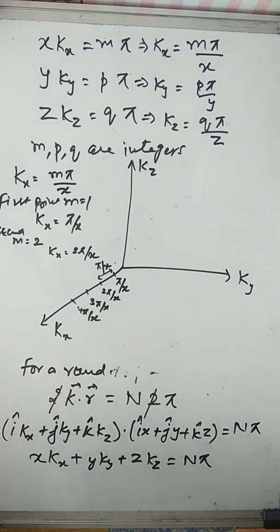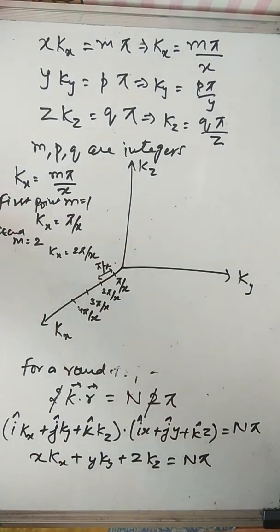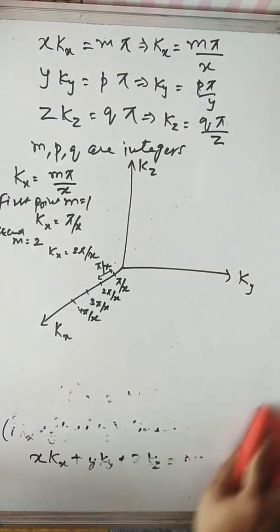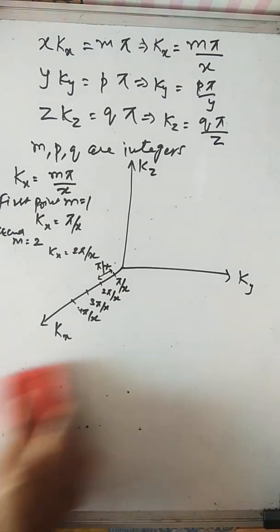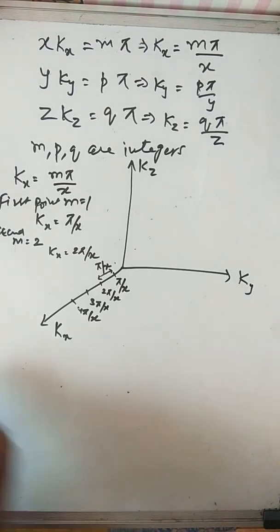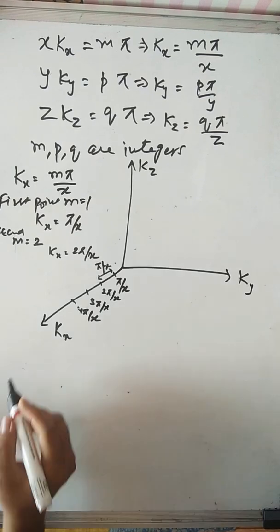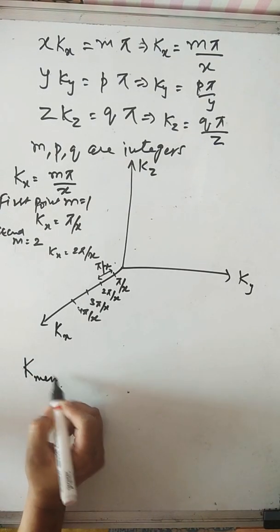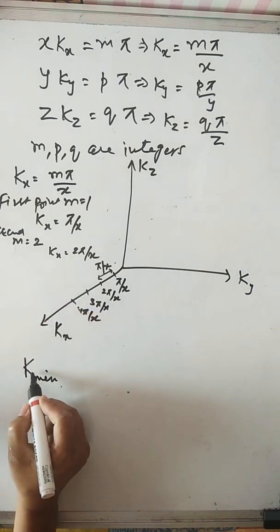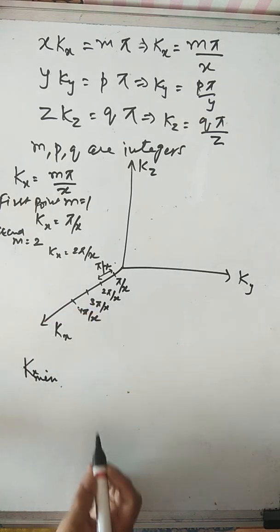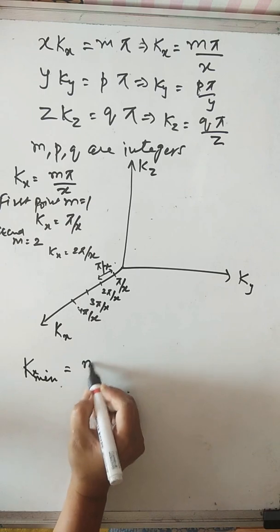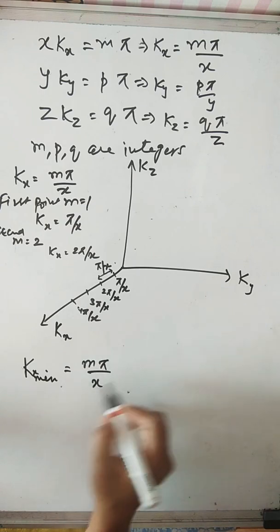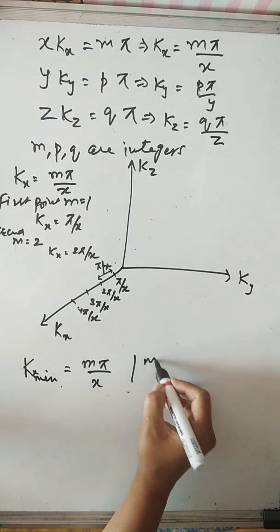So the next thing we will be studying is what the minimum value of k will be and what the maximum value of k will be. Now we will be understanding that: the minimum value of k and the maximum value of k. We are talking about, suppose, the x direction. So kx minimum is what? We put the value m pi by x, and for the minimum value I will put m equals 1.